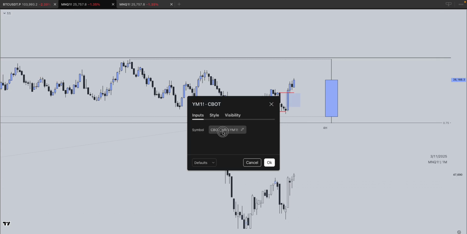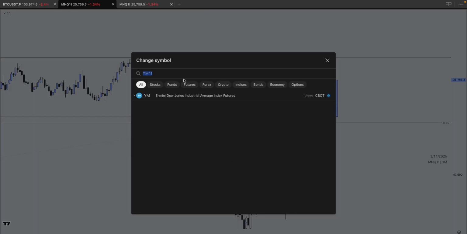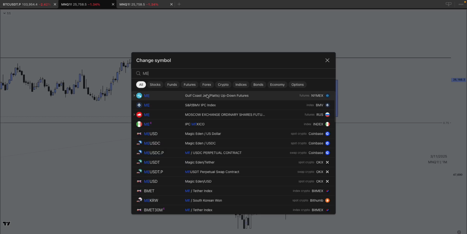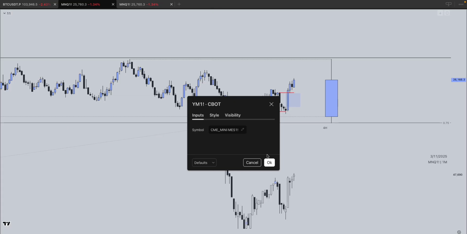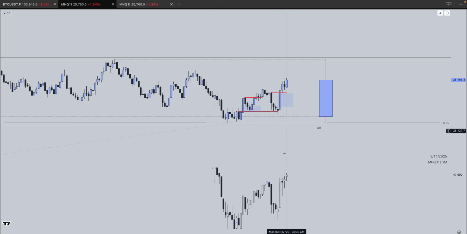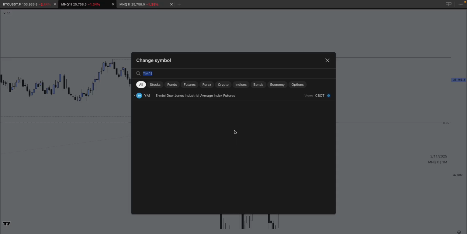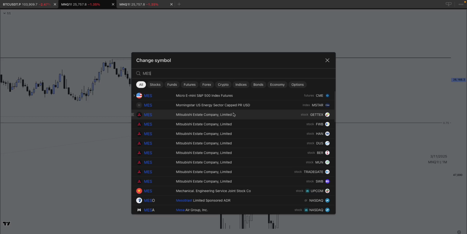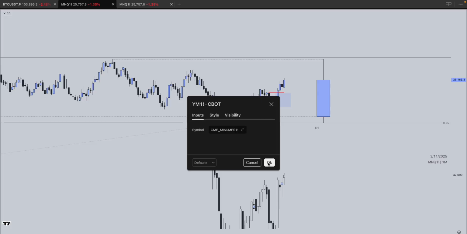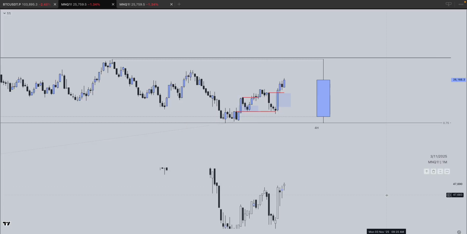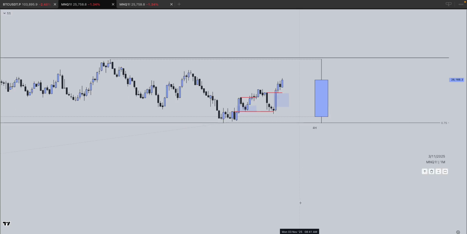So for swing points and things like that, I'd use YM. But for this kind of price action, ES is probably better. At least that's what I've found. Okay, so it's being a little difficult today. Let's just delete it.